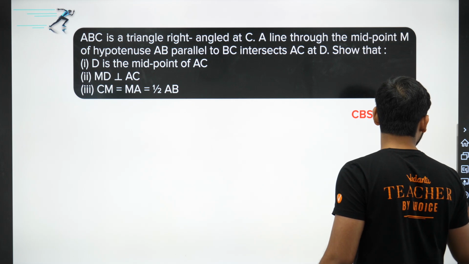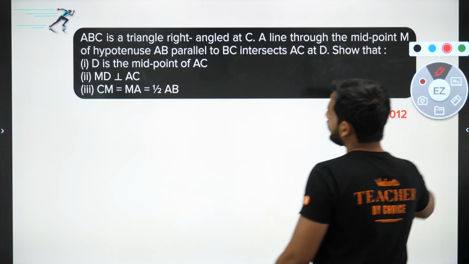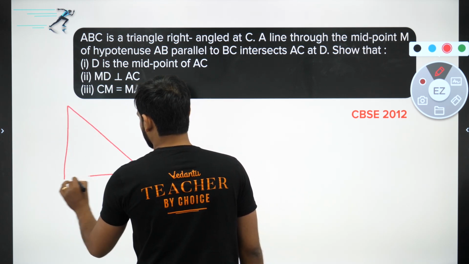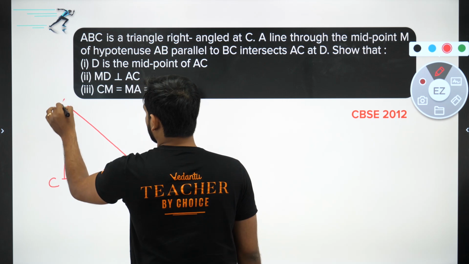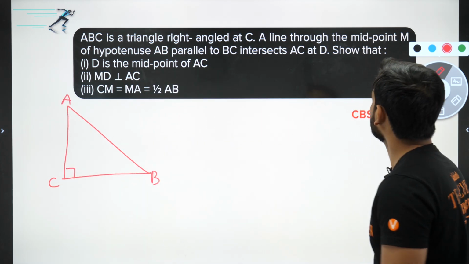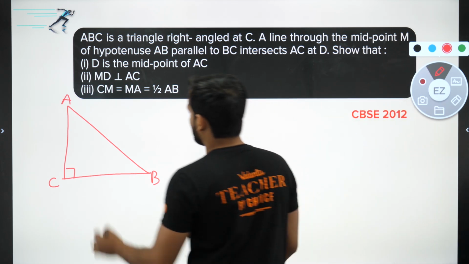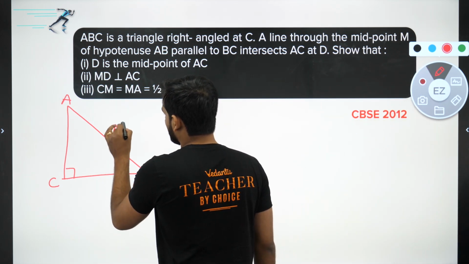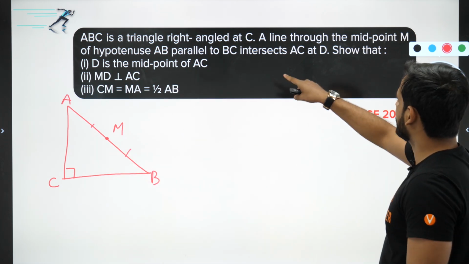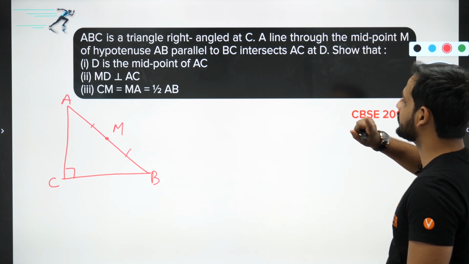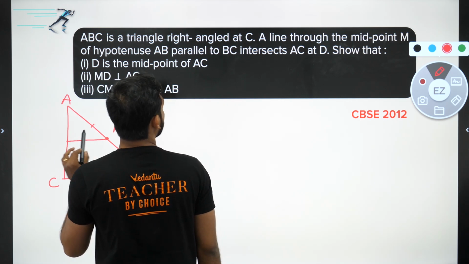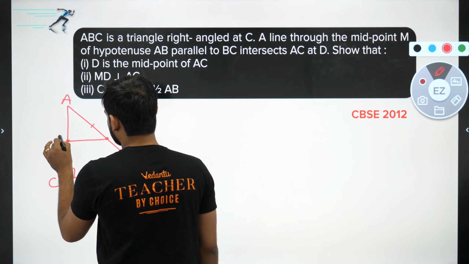The question is asking you: triangle ABC, you have a right angle at C. So let us say this is your triangle where the right angle is at C, and this is your A and B. Then a line through the midpoint M of hypotenuse AB. So here M is the midpoint, so AM is equal to BM, right? The line is parallel to BC. Parallel to BC, you are drawing a line here. It is intersecting AC at D.